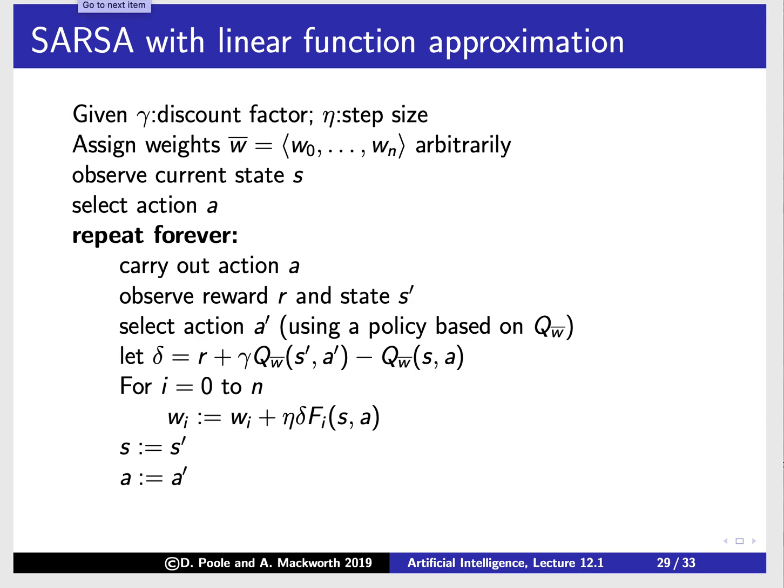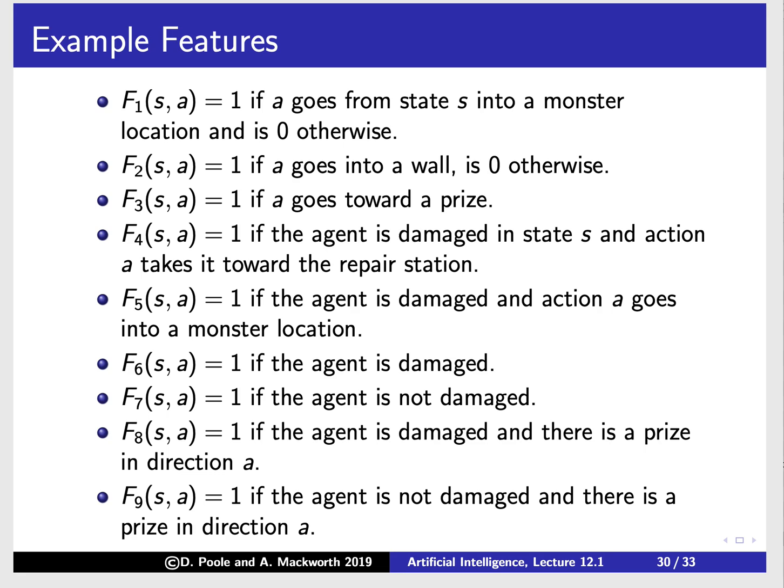Okay. So in our game, we can define features. So here are the features for that particular game. These are just sort of arbitrary things I made up that seemed reasonable. F1 of S and A is 1 if A goes from the state into a monster location, and 0 otherwise. This is recognizing going into a monster location. F2 is going into a wall, and is 0 otherwise. So if you crash into a wall, that's bad. F3 is going towards a prize. F4 is the agent is damaged and it takes it towards the repair station. So here we've programmed in where the repair station is.